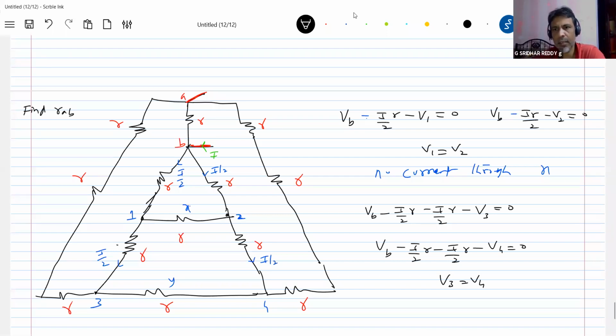So again, points 3 and 4 are at the same potential. So for the resistor Y, no current through Y. If there's no current through Y, then we can remove that particular resistance. If you remove it, then the circuit will become a simple series-parallel.